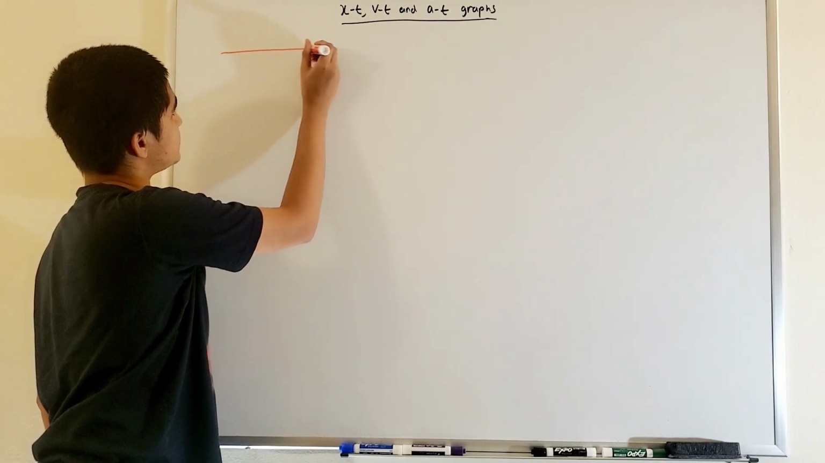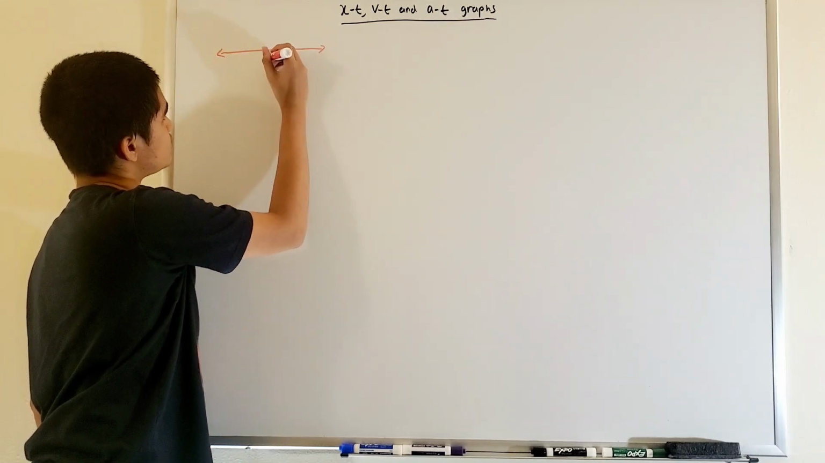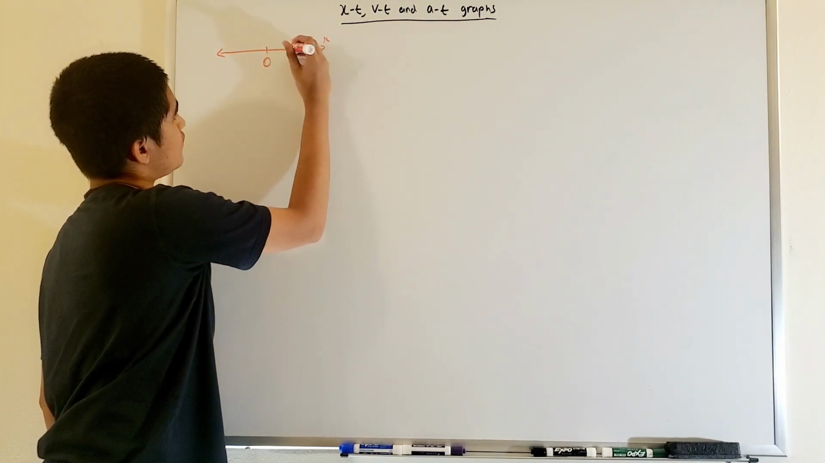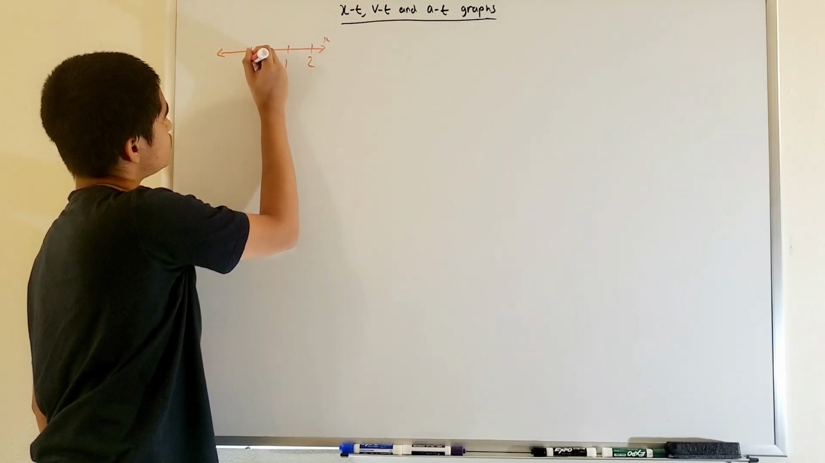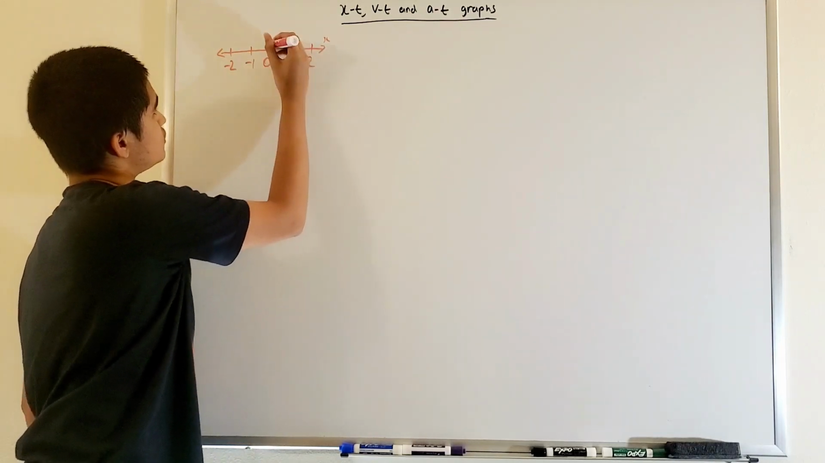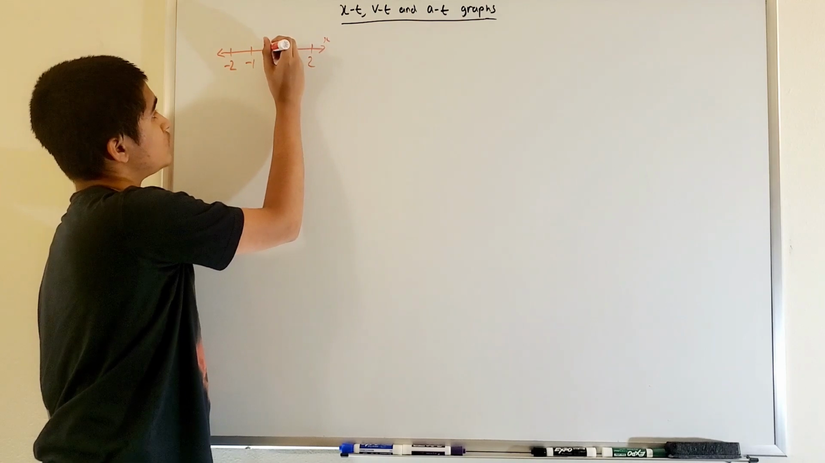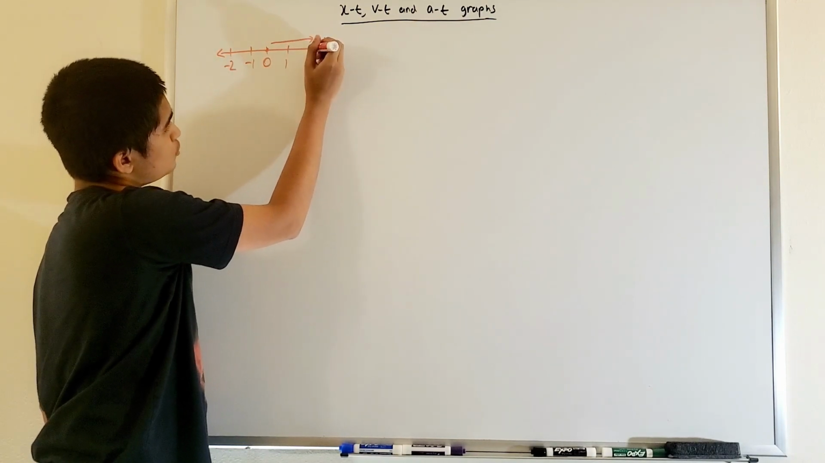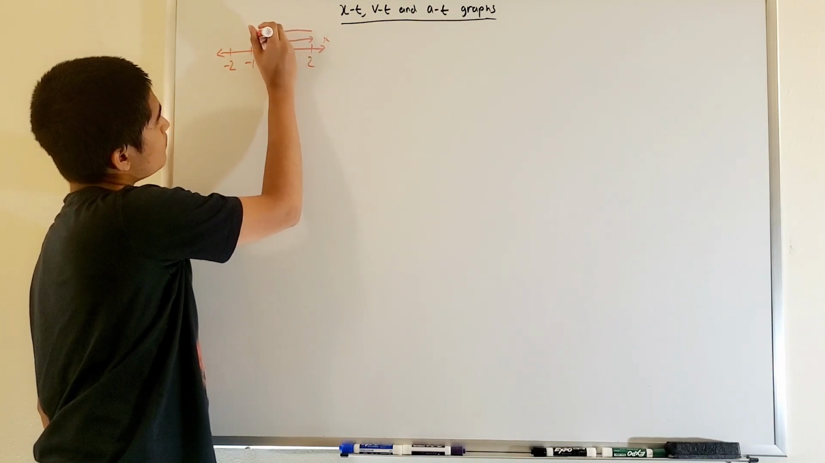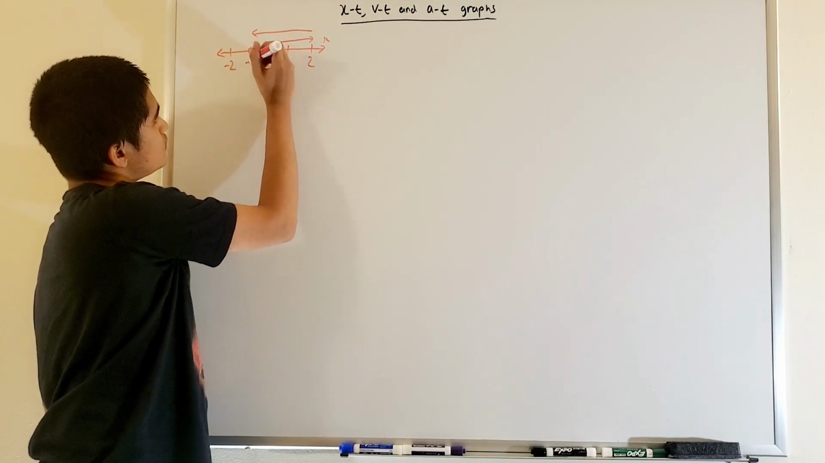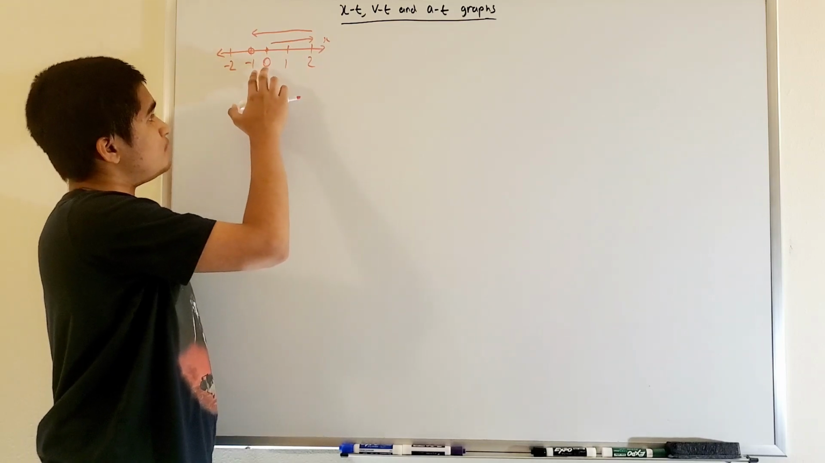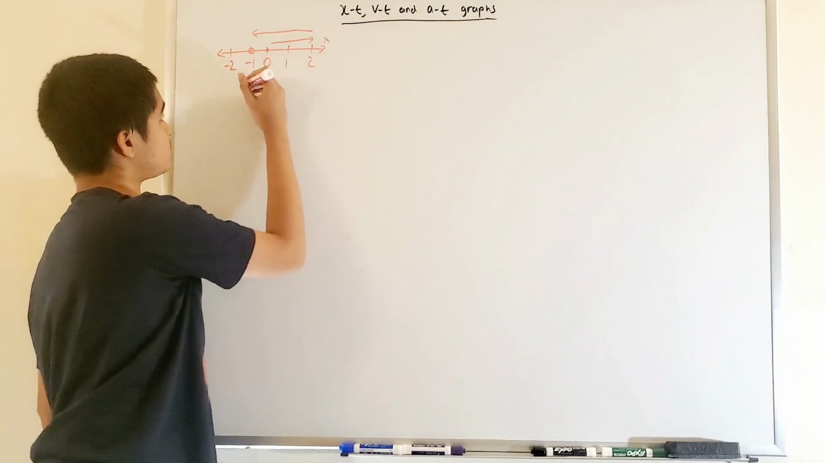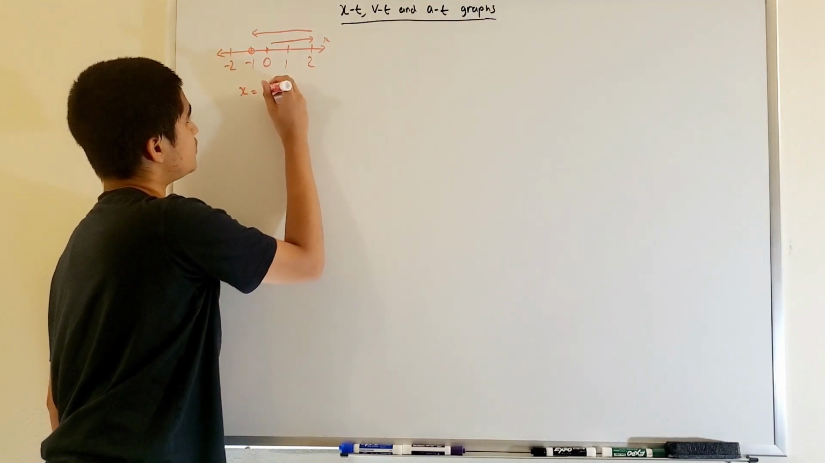So let us take this number line over here, and let's say that this point is x equal to 0, and this is 1, 2, and this is -1, and this is -2. So let's say an object starts at x equal to 0, then moves all the way back to 2, and then comes back to -1. So here, in this case, the object is -1 away from its initial position, that's 0. So that means its displacement would be -1.